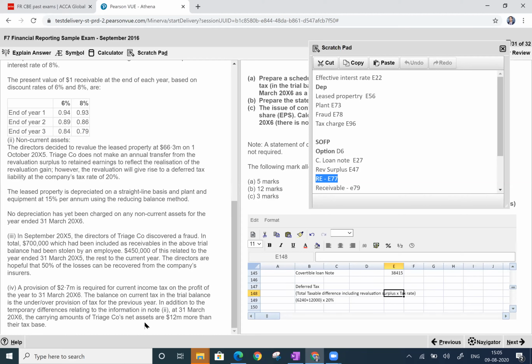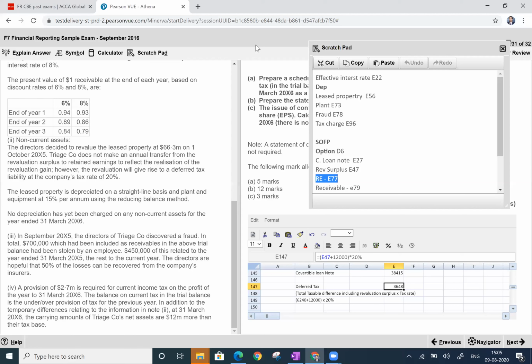Equal to E47 plus 12,000 multiplied by 20%. You will get 3,648. There is one more method of calculating this. I'll show you that.